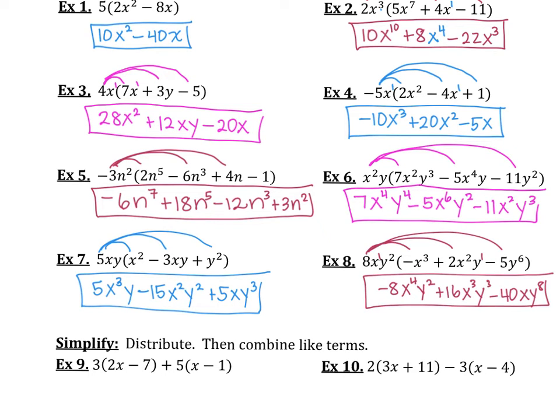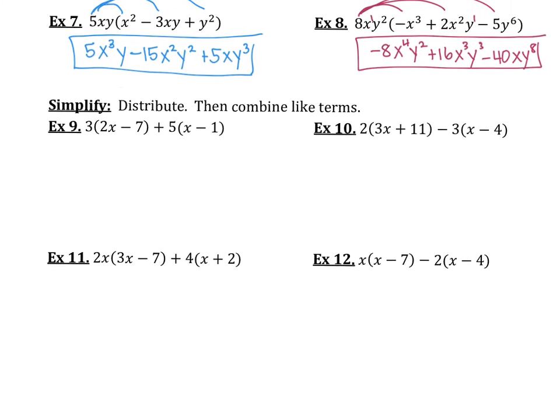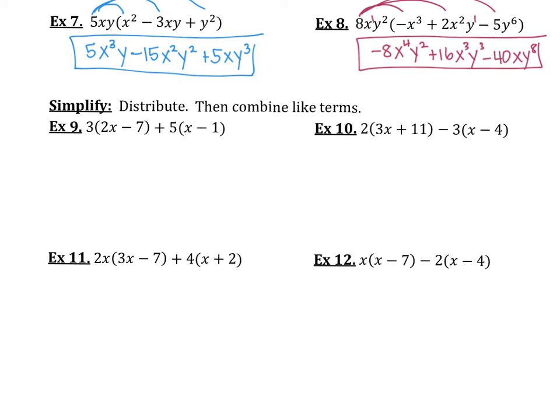Okay, that's about as far as I will make it for distributing the monomial. But of course, we're eventually going to add some like terms, which we already know how to do. But now that we are adding some extra exponents, we're just going to practice it a little. It's going to be really helpful when we start multiplying polynomials. Okay, so the directions say distribute, then combine the like terms.